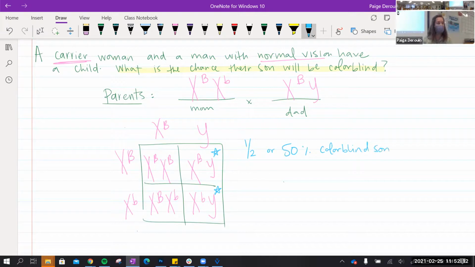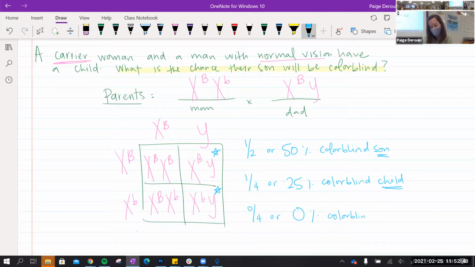Now, if the question changes, the answer will very much change. So like, what's the chance they have a colorblind child? 25%, because only 1 of 4 is colorblind. So this would be 1/4 or 25% colorblind child. And what's the chance of a colorblind daughter? 0. So 0 out of 4 or 0% colorblind daughter.